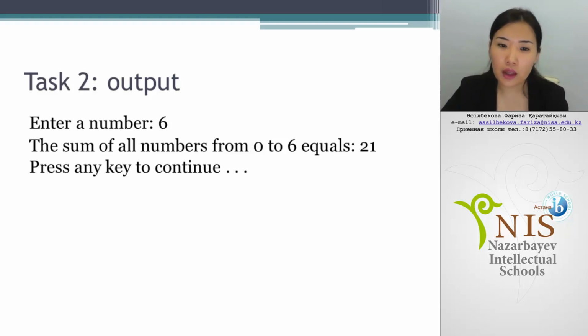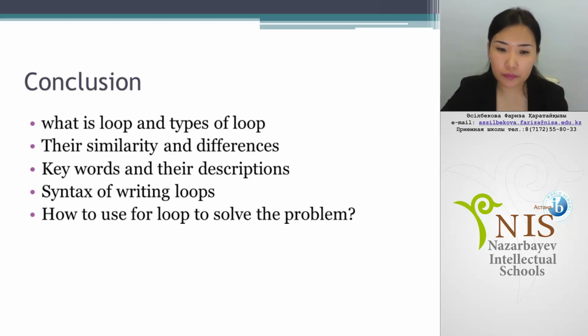If you have done, let's conclude our lesson. What is a loop and what are the types of loops? Who can answer? The second question is their similarity and differences. You can see the table which you filled in your groups. Read this table and see the similarities or differences. And next, keywords and their descriptions. You can find the answer for this question in your copybook if you wrote this.